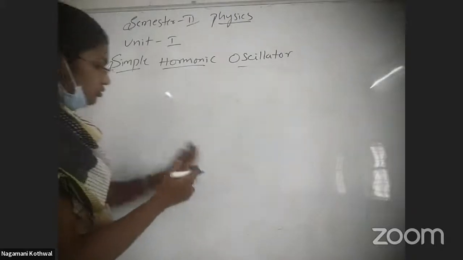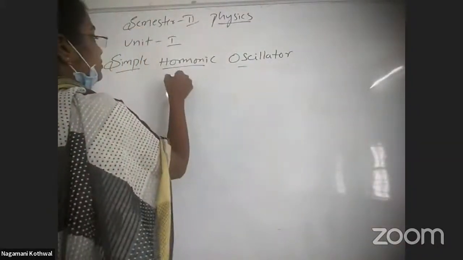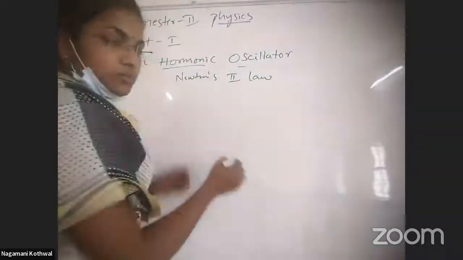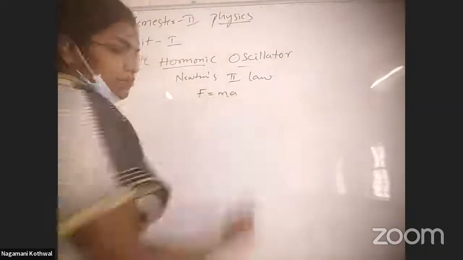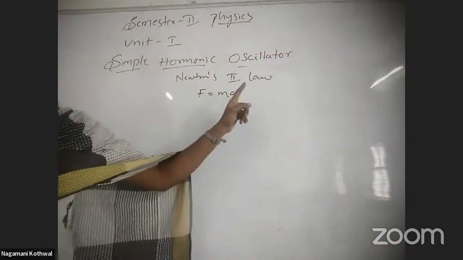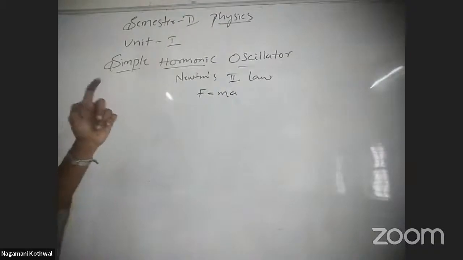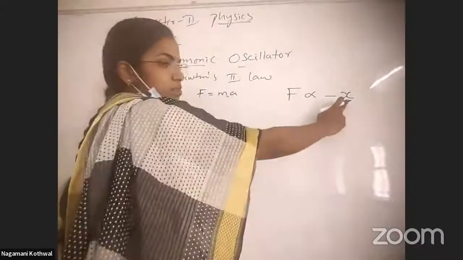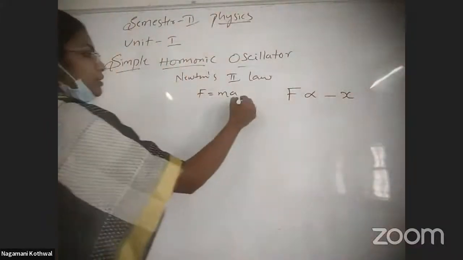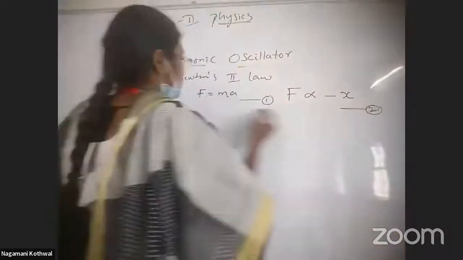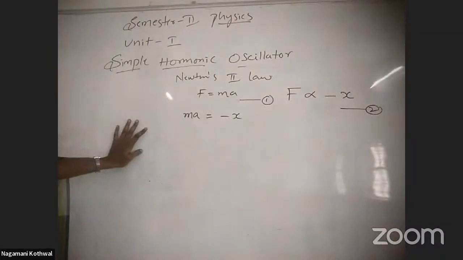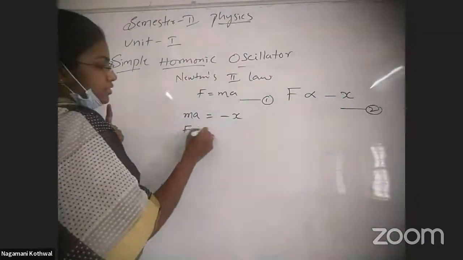Now, generally, what is Newton's second law? That is F is equal to ma. But previously I told you the force or acceleration is directly proportional to the negative displacement, right? That means force is directly proportional to minus x. x is the displacement, F is the force. And if you put these two equations together, what will you get? ma is equal to minus x. Right? F is equal to ma.